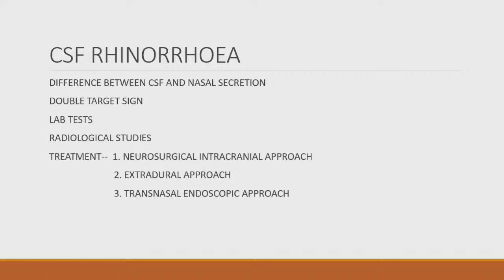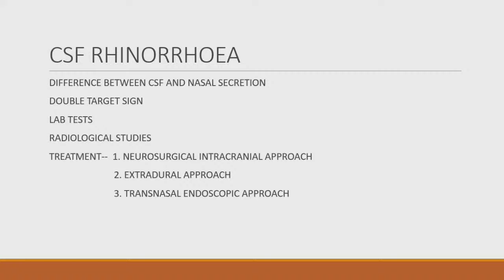In case of CSF rhinorrhea, the difference between CSF and nasal secretion should be known. CSF will give a halo sign or double target sign on collection over filter paper, whereas nasal secretion, as it contains mucus, will lead to stiffening of the filter paper. Also, in CSF the glucose content is much more, more than 30 milligram per dl, whereas in nasal secretion the glucose content is much less, about 10 milligram per dl.